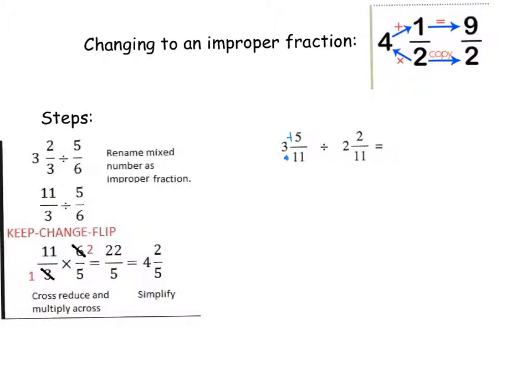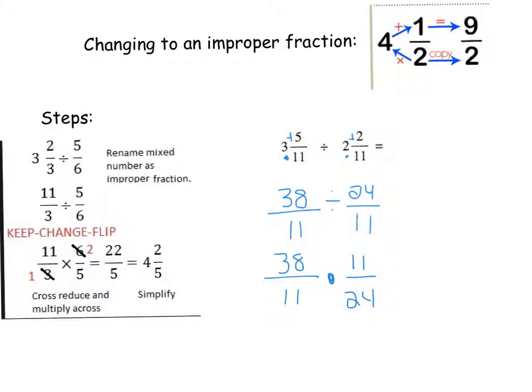by doing the clockwise. 11 times 3 is 33, plus 5 is 38 elevenths, divided by, I'm going to keep this the same, 11 times 2 is 22, plus 2 is 24 elevenths. So I just changed them from mixed numbers to improper fractions. Now I'm going to rewrite it, so keep, change, flip.